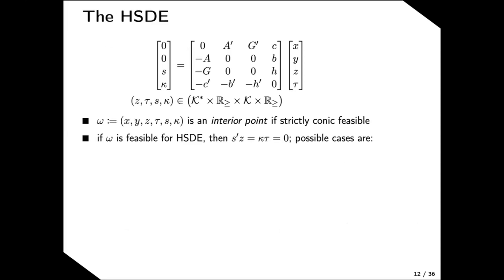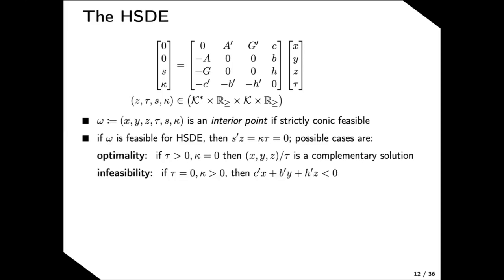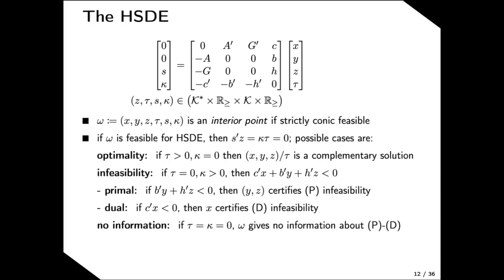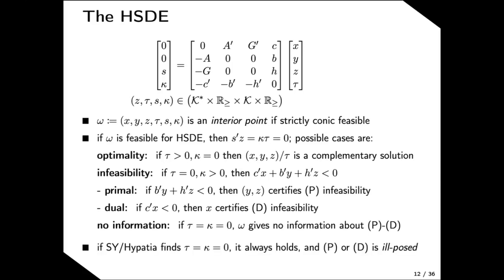And the list of exhaustive possible cases is: if tau is positive, then we have an optimality certificate. We have a complementary solution from omega. If kappa is positive, then we have an infeasibility certificate either of the primal or of the dual. And finally, if tau equals kappa equals 0, then this particular omega gives no information about the primal dual statuses or objective values. And according to Skajaa and Ye, if their algorithm finds a solution with tau equals kappa equals 0, then this holds for all solutions. And this means that the primal or the dual problem is ill-posed, or both. And Hypatia inherits this algorithmic property.